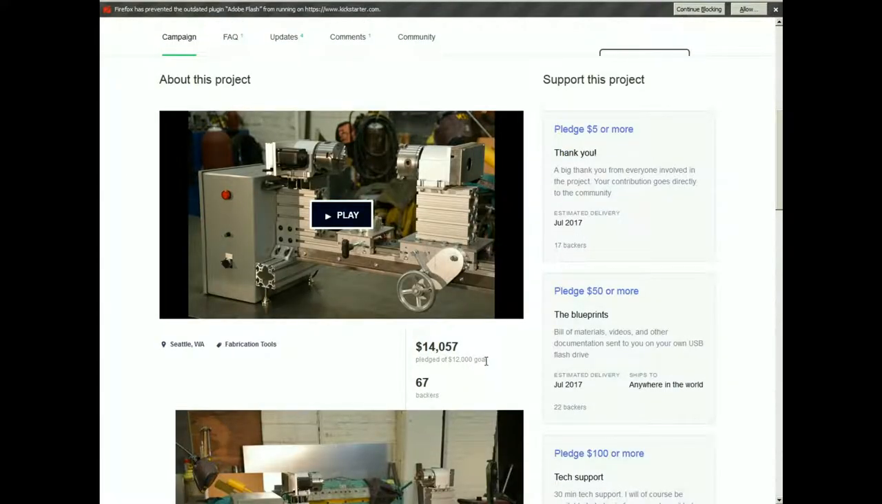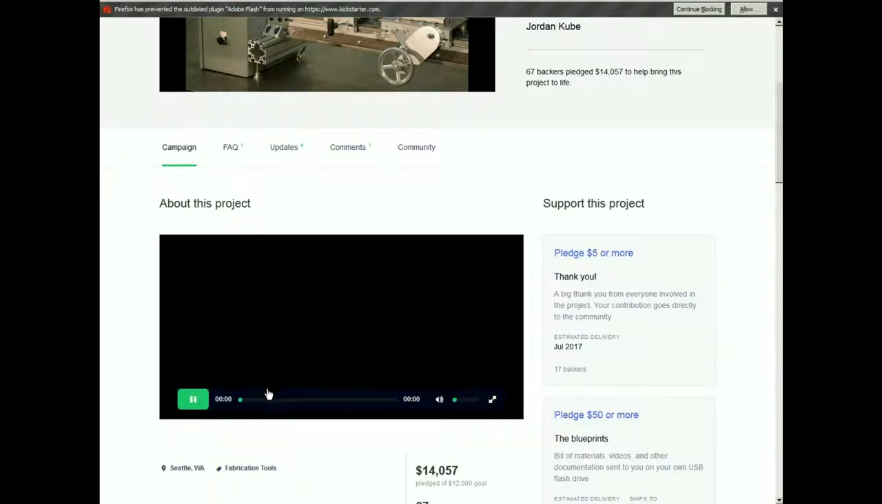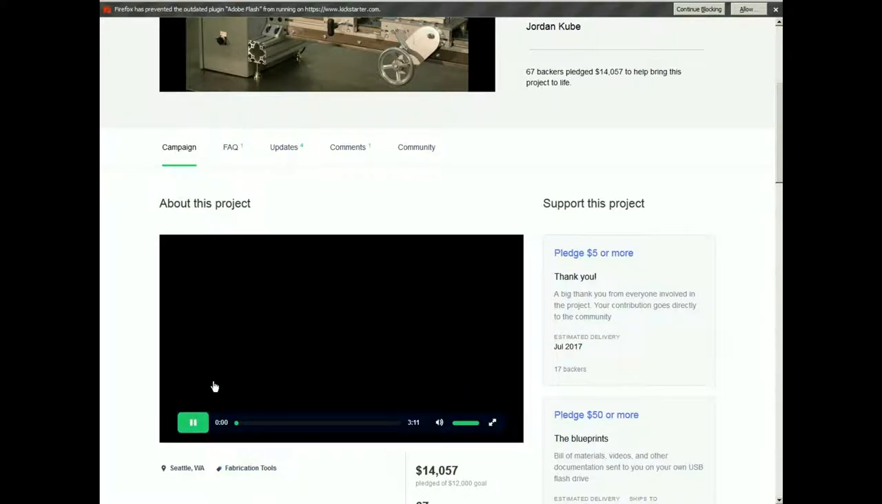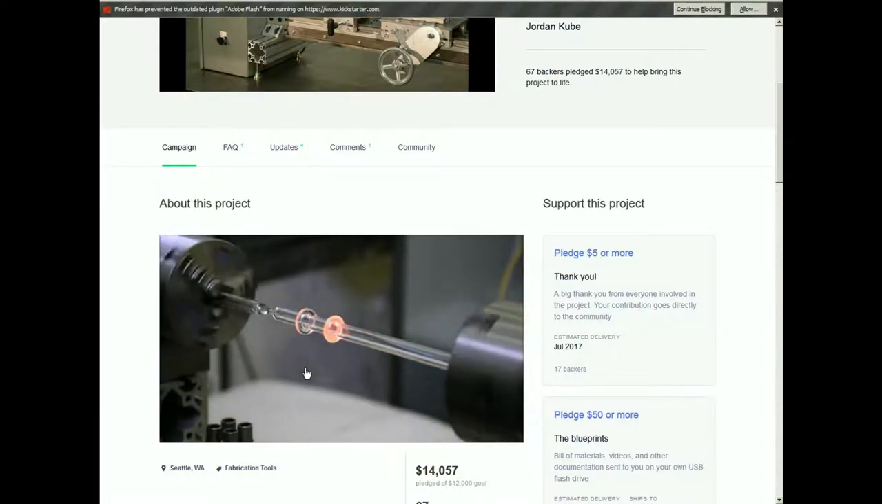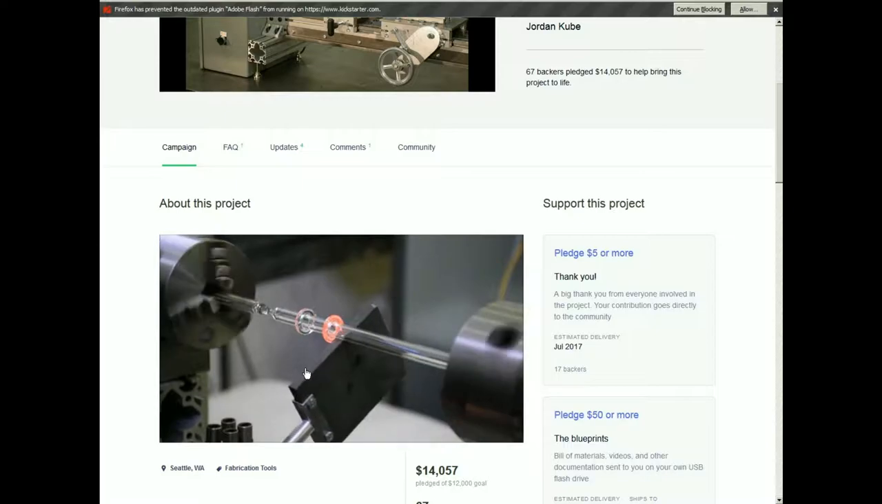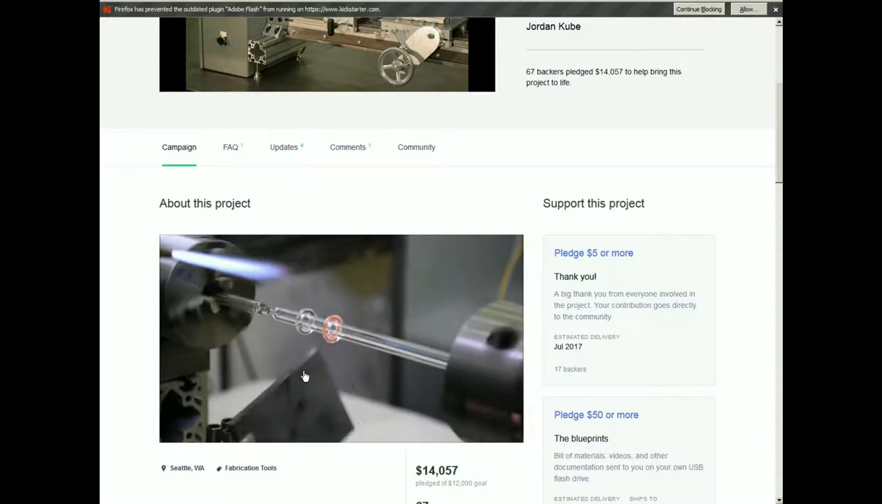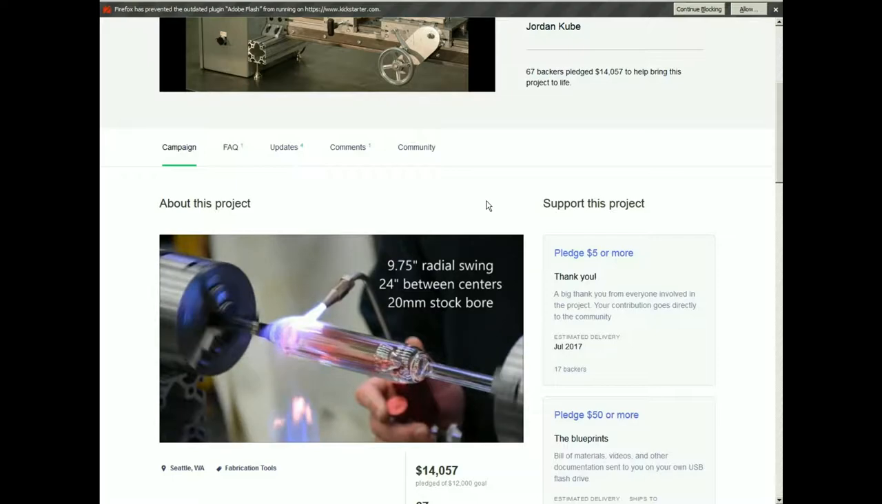That's unbelievable. I would not have thought that there are so many glassblowers that look at these projects. But that's good, that's perfect. And there are some shots of this lathe. By the way, this lathe is actually pretty big, but you can hold, what was this? Yeah, 20 mm stock bore. That's pretty sufficient for small things, I guess.